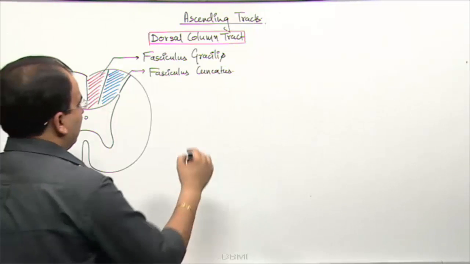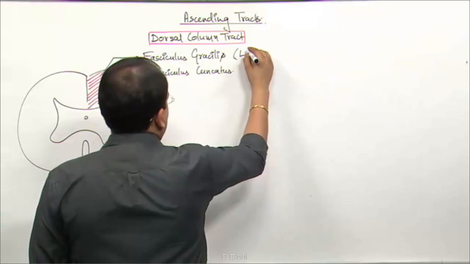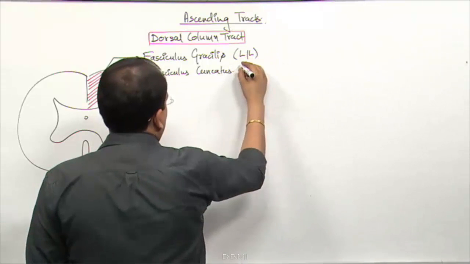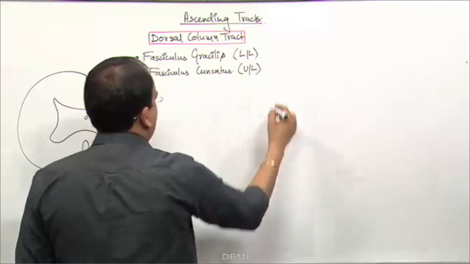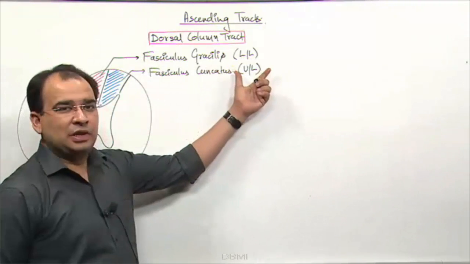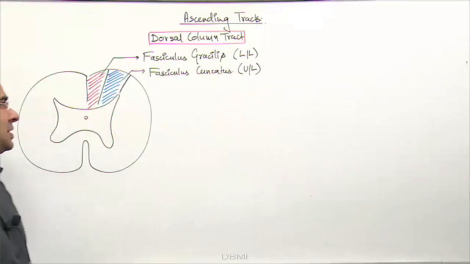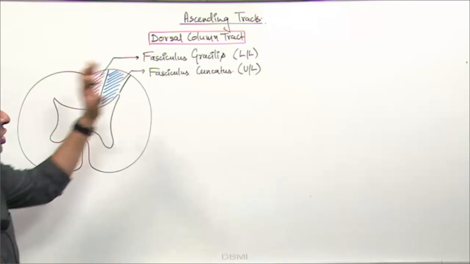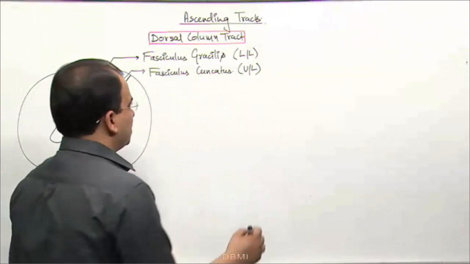The fasciculus gracilis carries the sensation from the lower limb and cuneatus from the upper limb. They are carrying the same thing, but gracilis is for the lower limb and lower trunk, and fasciculus cuneatus is for the upper limb. And what exactly goes through the dorsal column tract? What are the sensations that go through dorsal column tract?